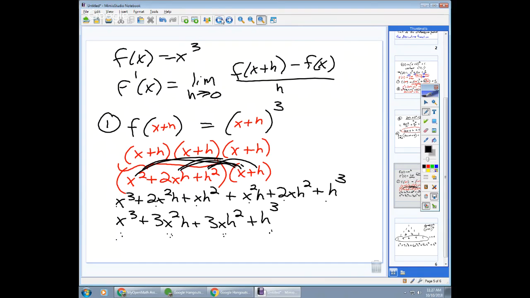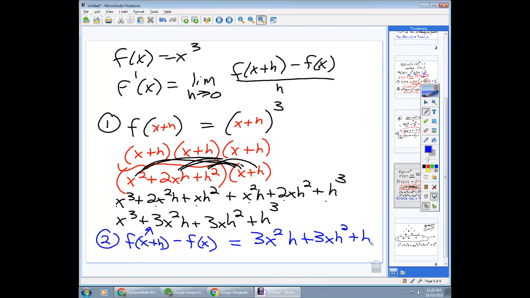All right, so back to this right here. Can I do anything else? No, all the like terms. So what am I going to do next? Minus f of x. And I'm going to not recopy this whole thing. So step 2, I'm just going to make a note. I'm taking my f of x plus h, which is all of this stuff above, and I'm subtracting f of x. F of x is x cubed, right? So what's left is everything but the x cubed. 3x squared h plus 3xh squared plus h cubed is what's left behind.